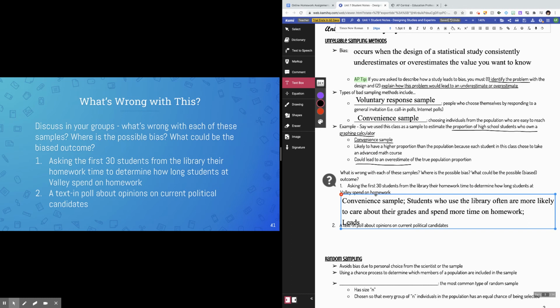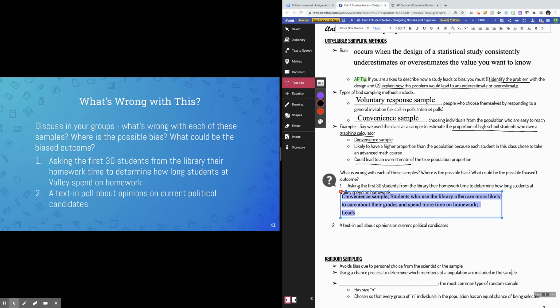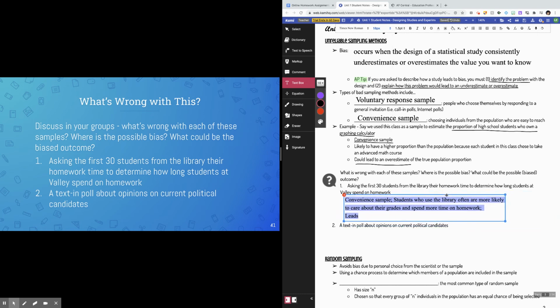I'm struggling, my text was too big. Oh no. Let's make that text a little smaller so we can actually see what's happening here. Sorry about that, folks. Okay, so that you all can see everything in this smaller space. So this could lead to an overestimation of the time Valley students spend on homework.